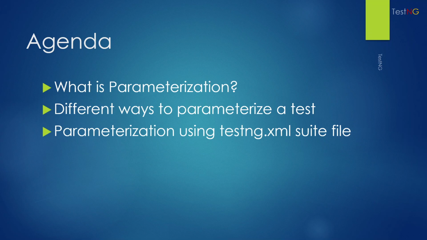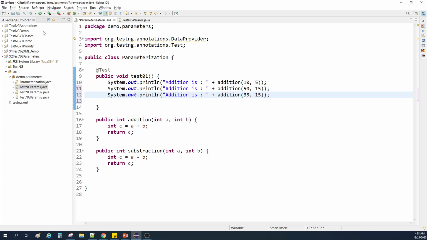Let me start my Eclipse IDE to explain what parameterization is. Before that, let me close all of this. This is the project that I'm going to use for this video. It is a basic Java project, and all I have done is add the TestNG library to it. This is a source folder within which I have one package, parameters, and I'm going to use all these classes to explain whatever we are going to learn today.